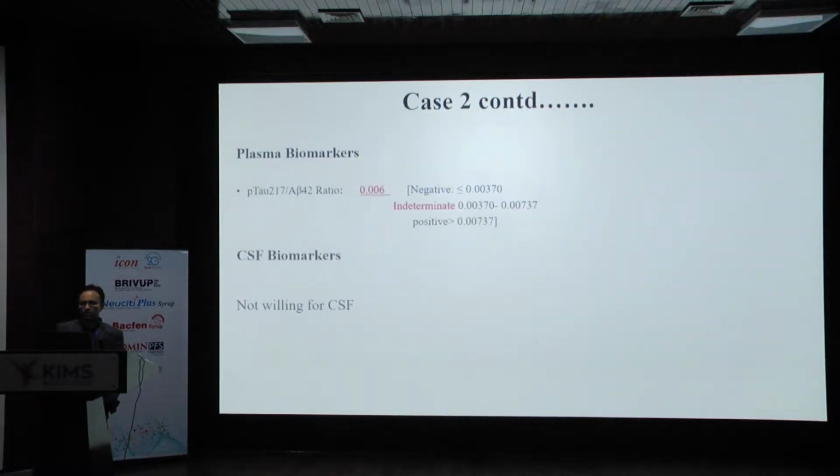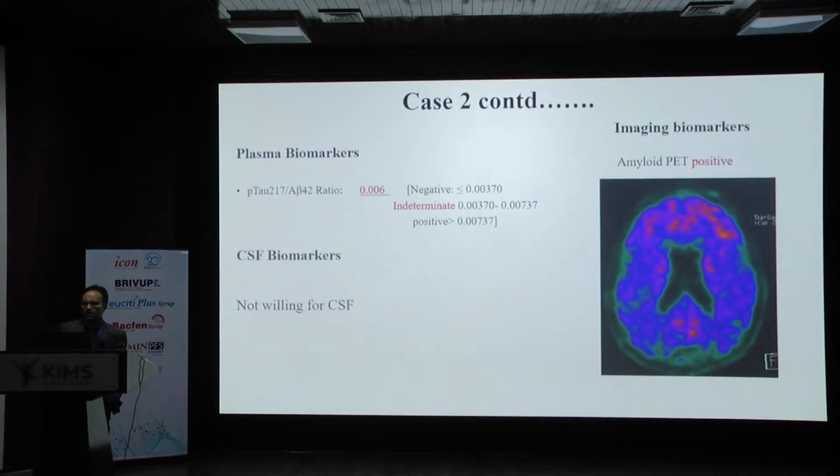So we did the biomarkers for this patient. It was 0.006, which is indeterminate. And the difficulty was the patient was not willing for CSF. So despite telling them that blood biomarkers are not enough, and we need to do your CSF as well. But then we did this amyloid PET. The amyloid PET was positive. So that gave us a clue. So it is a dysexecutive or frontal variant of AD due to Alzheimer's disease pathology. So that is why the role of not only one biomarker, all the biomarkers is very important, right?